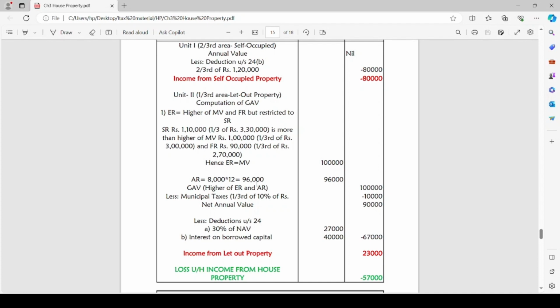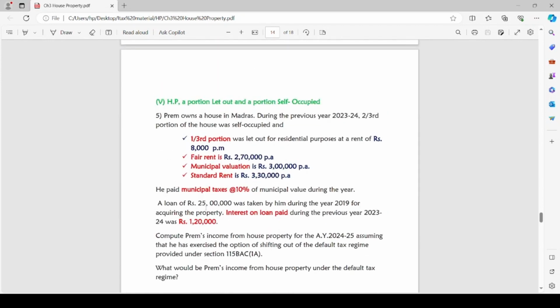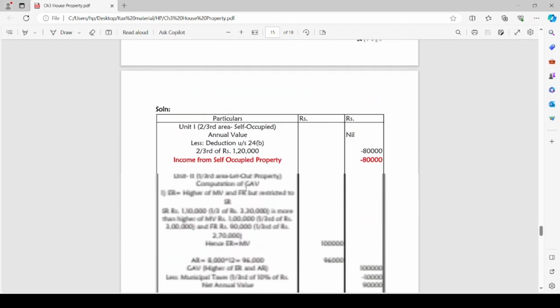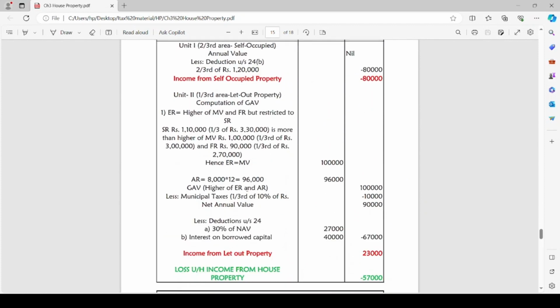From this, we have to deduct municipal taxes. The municipal taxes are paid at 10% of municipal valuation. The municipal valuation is rupees 3 lakh per annum. It means 10% of rupees 3 lakh is rupees 30,000. But the let out portion is only 1/3 of total house property. So we multiply this 30,000 with 1/3. That is, the municipal taxes deducted from the let out property's income are rupees 10,000. From the GAV, rupees 1 lakh, we are deducting municipal taxes rupees 10,000. So the net annual value will stand at rupees 90,000.